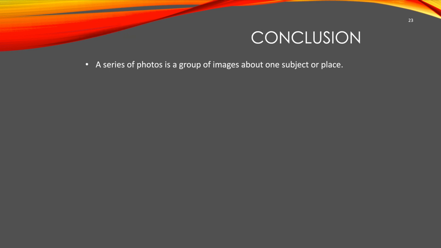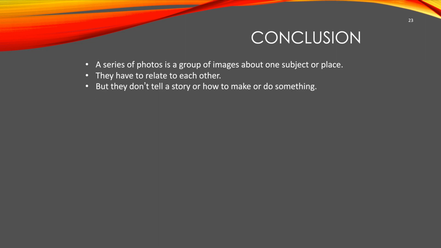So in conclusion, a series of photos is a group of images about one subject or place. They have to relate to each other in some form, but they don't necessarily have to tell a story, or they definitely should not show how to make or do something. That's a whole different type of photos. Each photo should be strong enough to stand on its own. Individual photos are still going to look good. They don't require the other ones to be there to make sense.